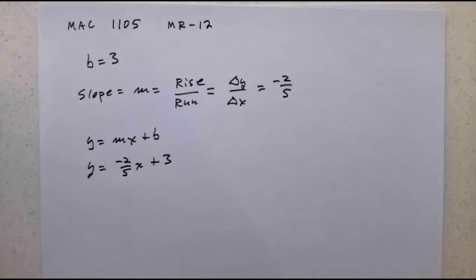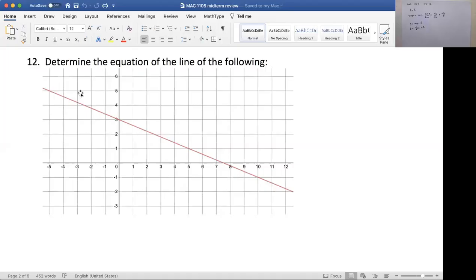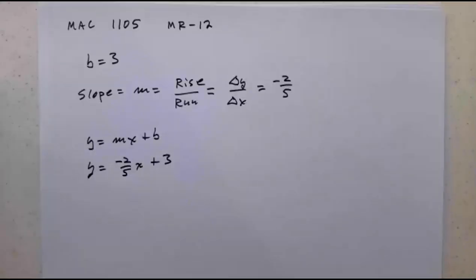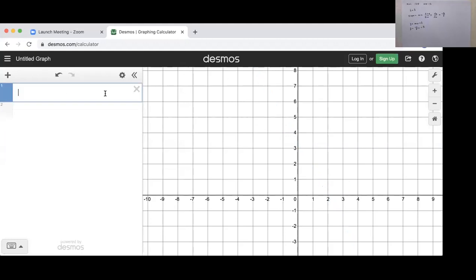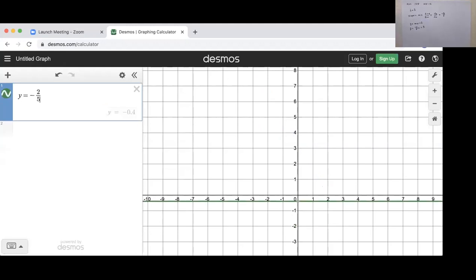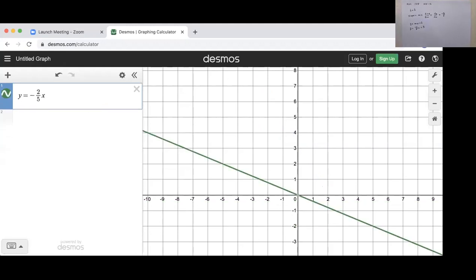So this is what we are looking at here, right? So we've got that basic idea. And now we're going to go ahead and take a look at what it looks like on Desmos. So we're going to graph y equals -2/5 x plus 3.